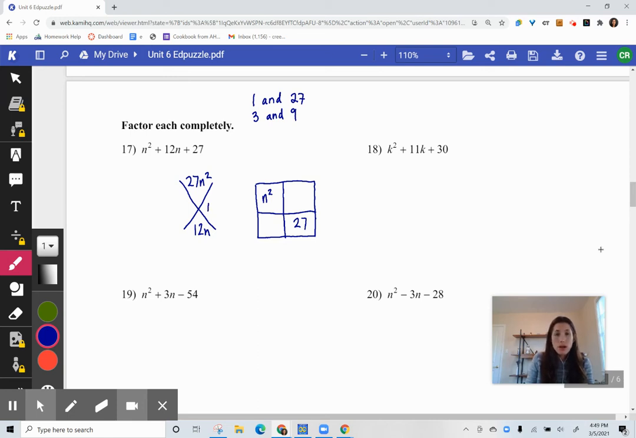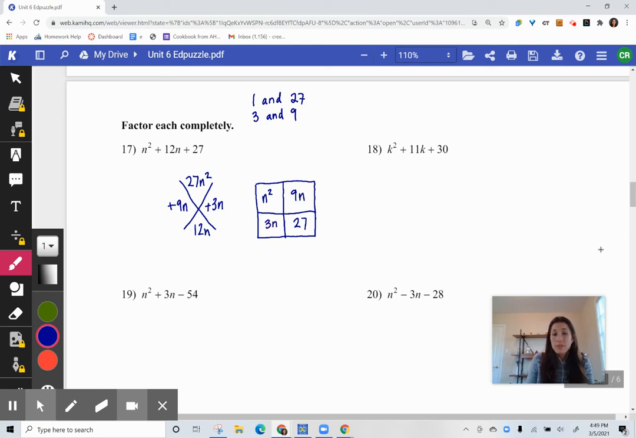So I need a positive 3n and a positive 9n. Because remember, the top is our product and the bottom is the sum, what we add. 9 plus 3 is 12. So then I can just fill in these pieces here, 9n and 3n.